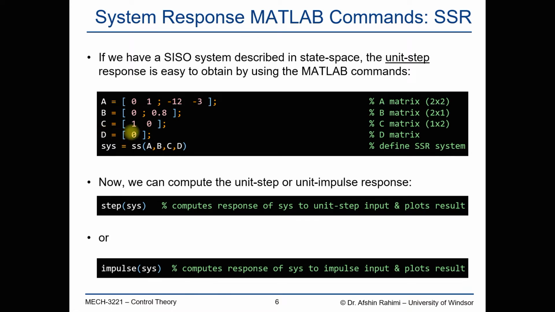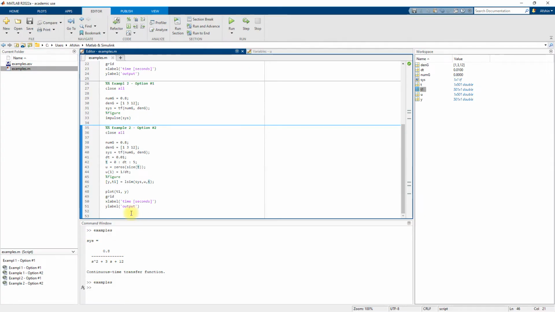As we can see, we have A, B, C, D matrices. And this time, instead of the tf function, which was a built-in MATLAB function that gets a numerator and denominator, we can use the ss function, which stands for state space, and gets as input the state space matrices A, B, C, D, and then generates a system object for us that we can then give as an input to the step function or the impulse function. So let's go back to MATLAB and try this one.